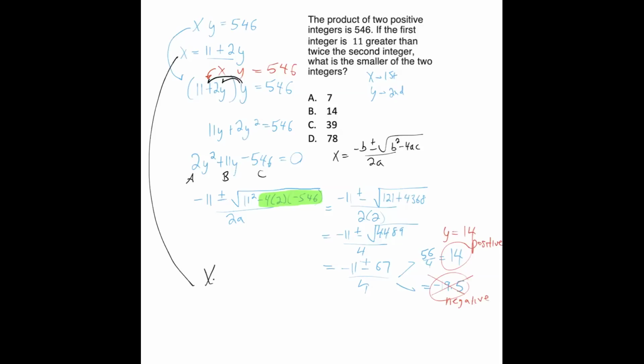So now that we know that y is 14, let's plug that into one of the original equations. We have x is 11 plus 2y, and we found out that y is 14. So that's 11 plus 28, which is 39. So our two integers, x and y, x is 39, y is 14, and the smaller of the two integers is 14, which is b.